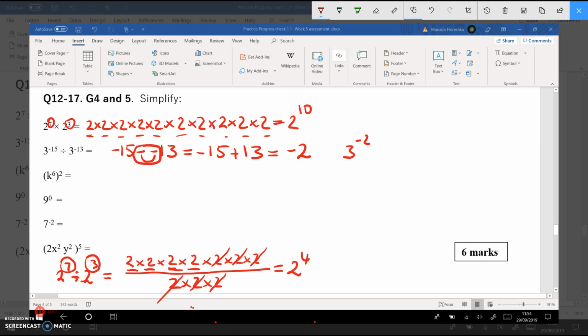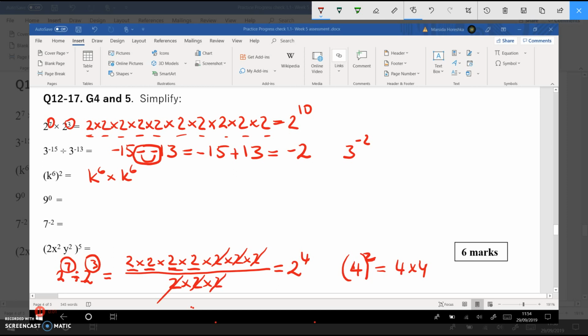Now we've got k to the power of 6 raised to the power of 2. So that means we've got k to the power of 6 times k to the power of 6. This is exactly the same as saying, for example, 4 to the power of 2. So that is 4 times 4. So whatever is within the brackets that you raise to the power of 2, it's going to be multiplied by itself. So that's within the brackets, k to the power of 6 times k to the power of 6.